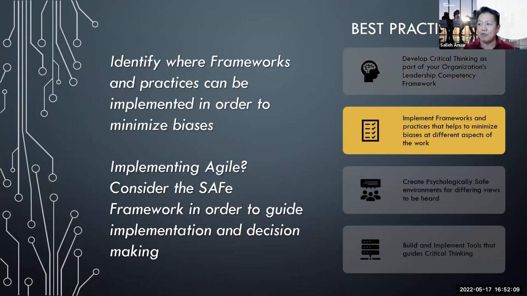Secondly, what are frameworks and practices that help to minimize biases? I'm a fan of SAFe. SAFe is the Scaled Agile Framework because in the framework, it does design some of the work processes to avoid some of these biases. Okay, I can't go into detail here, but something for you to explore if you're looking for a framework and if you're implementing agile teams. How do teams avoid the challenges of biases?